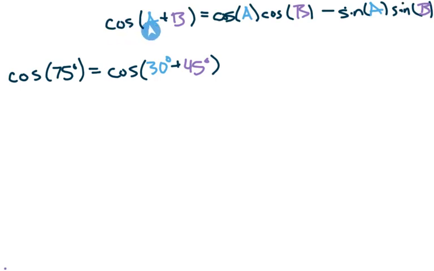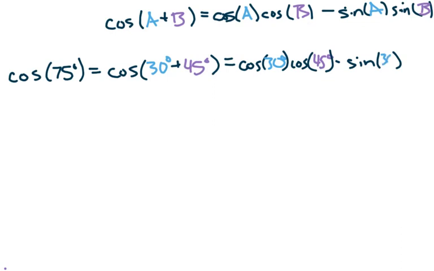We see cosine of the first angle plus the second angle is the cosine of the first times the cosine of the second. So here we have the cosine of the first angle plus the second angle. First of all, this will be the cosine of the first angle, that's 30 degrees, times the cosine of the second angle, that's 45 degrees, minus now the sine of the first angle, 30 degrees again, times the sine of the second angle. And the second angle is still 45 degrees.